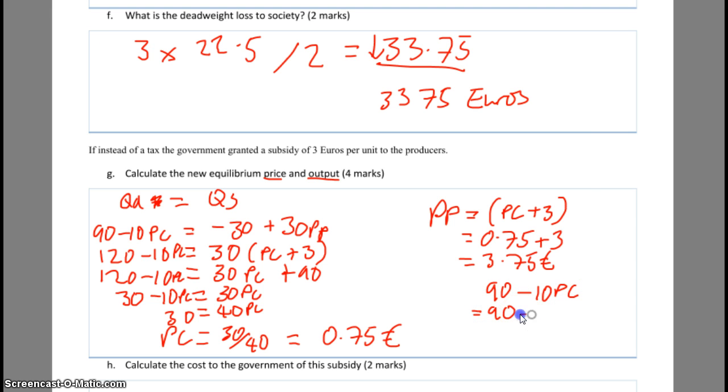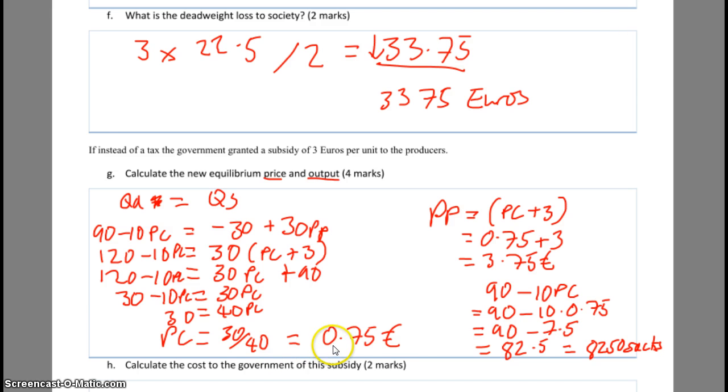So 90 minus 10 times 0.75 equals 90 minus 7.5 equals 82.5, which equals 8,250 sacks. So hopefully that's not too difficult. Now you've seen the answer, always makes a difference.